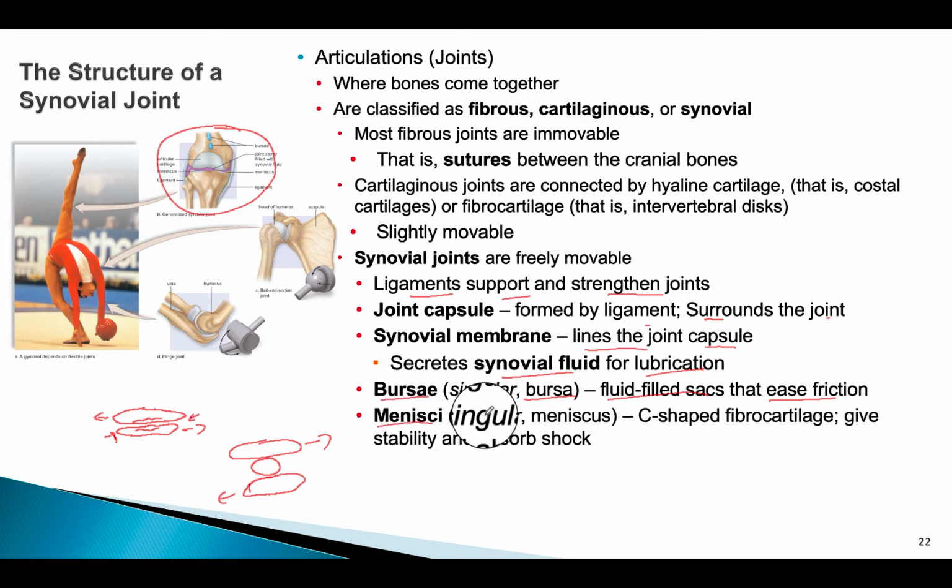Okay, menisci, or meniscus, singular here, is C-shaped fibrocartilage that gives stability and absorbs shock. Over here we have the meniscus. We have the medial meniscus over here, and your lateral meniscus right over here, which provide shock absorption on the knee. When you're jumping, for example, it absorbs the shock between these two bones. So those are some of the structures. Once again, synovial joints are the freely movable type of joint, and these are the parts of your synovial joints.